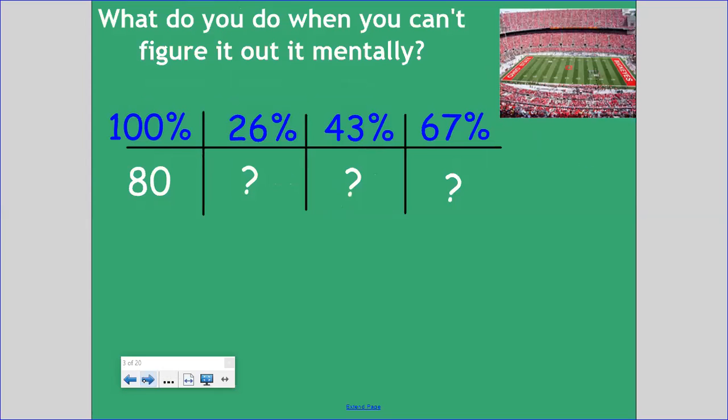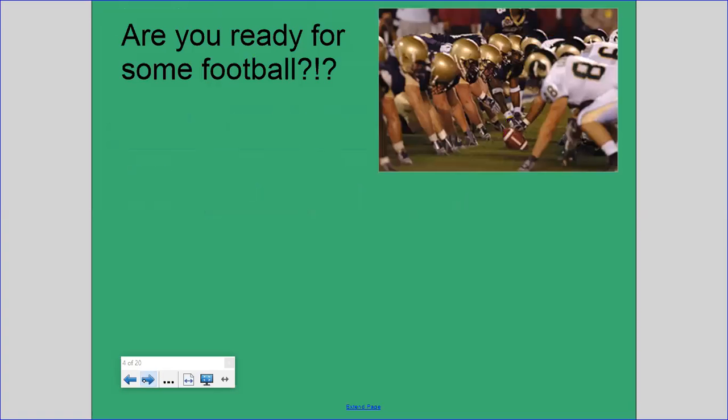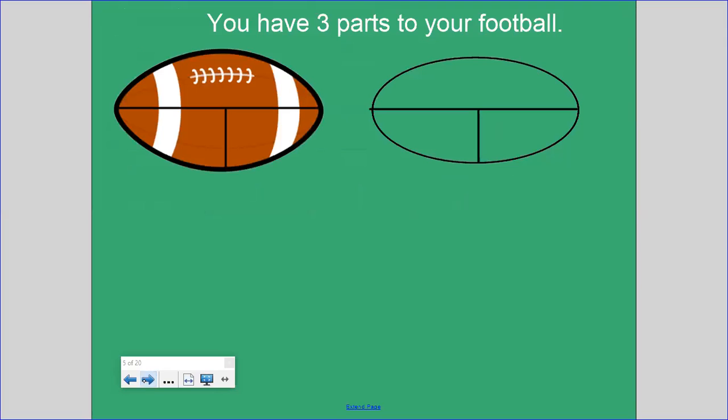But what do you do when you can't figure it out mentally? Like if I asked you what 26% of 80 was, or 43%, or 67, that's where the football comes into play. So are you ready for some football? I hope so, because here we go. So there's the football on the left. On the right is what I usually give students at the beginning of this unit to try to get them used to having these 3 separate spaces for numbers.